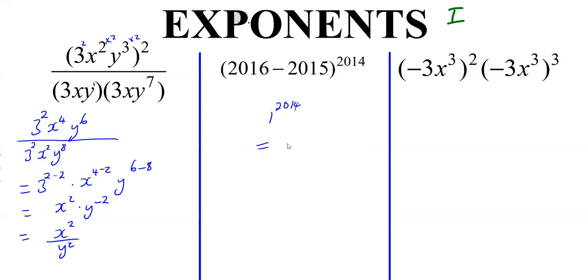Then here is going to give us just 1. So 1, even if you say 1 to the power of a million, it remains 1. So 1 times 1 times 1 times 1, it doesn't matter. It continues like that.